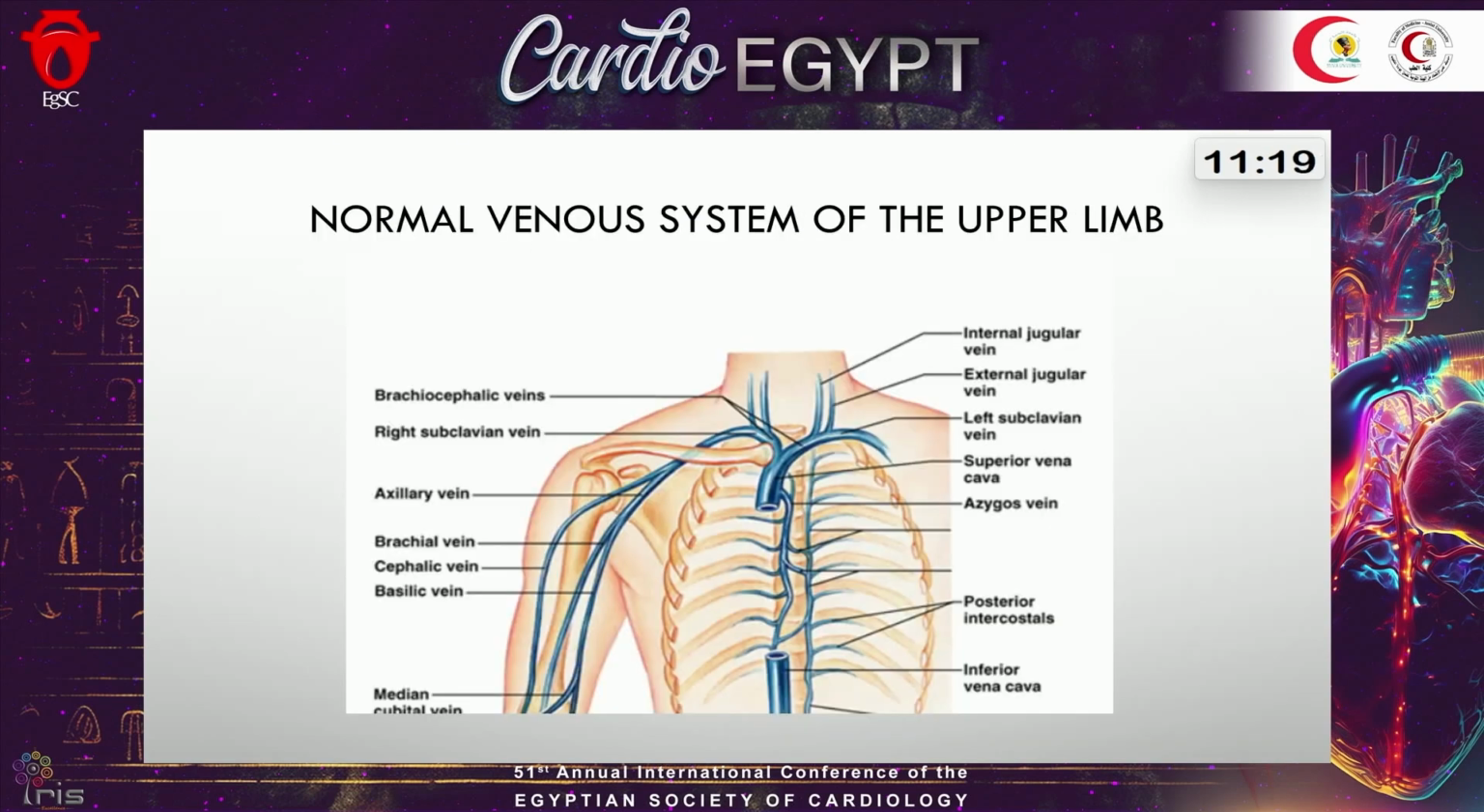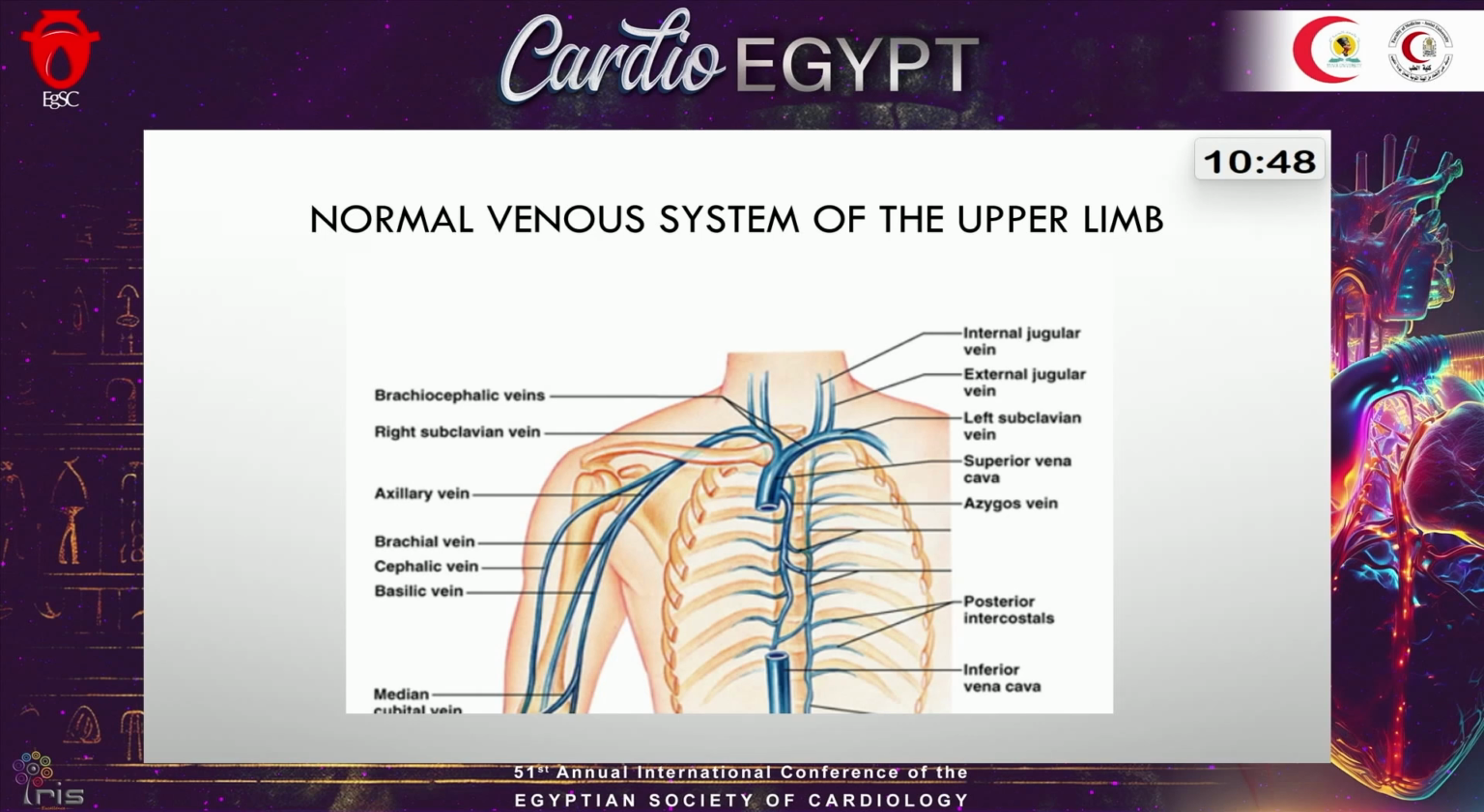This is the normal venous system of the upper limb. Let's start with the junction between the brachial vein and cephalic vein. They give the axillary vein, which is at the lower border of the teres major muscle. The axillary vein receives the cephalic vein and continues until the lateral border of the first rib, where it passes under the clavicle and continues as the subclavian vein. The subclavian vein receives the external and internal jugular veins, then continues as the brachiocephalic vein.